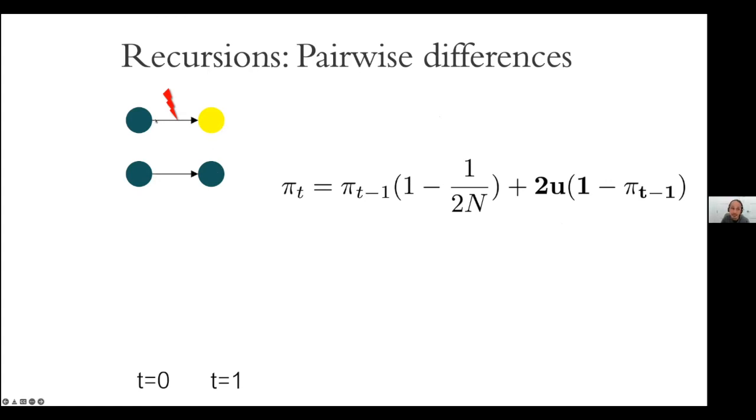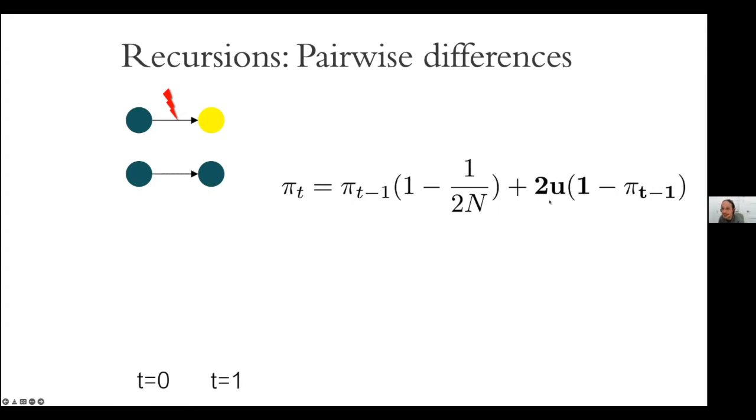If they both pick two different parents, the parents had the same allele, but there was a mutation occurring here, creating a difference now between the alleles carried by the offspring. So it's purely bookkeeping here. But with this bookkeeping exercise, we now have a recursion for pairwise differences at time t, pairwise differences at time t-1, and then the mutation rate here as well.